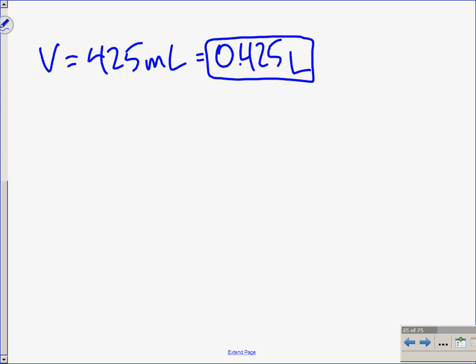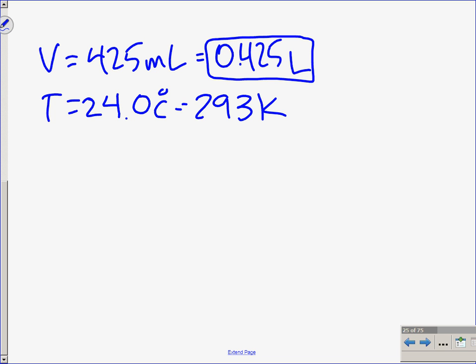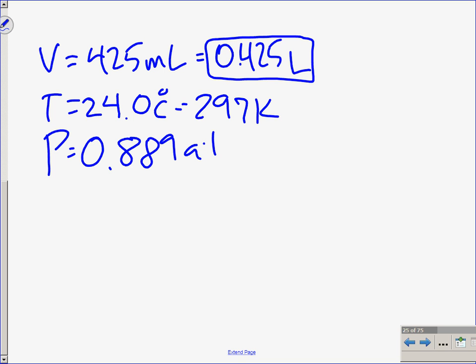Of oxygen gas, it has a temperature of 24 Celsius, which you know is 297 Kelvin because you added 273 to that. Thank you, 297 Kelvin. I like to believe you guys. At a pressure of 0.889 atmospheres.